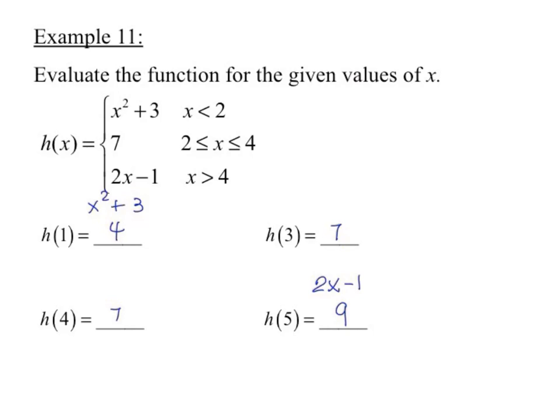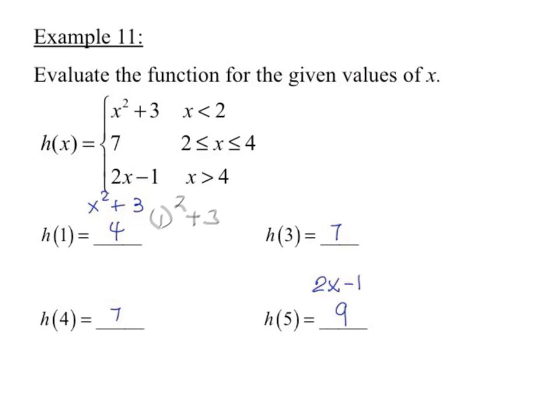So now we've got 3 equations, and we don't have a graph to help us. So let's figure it out. For h of 1, that's less than 2, so we're going to use x squared plus 3. So we have 1 squared plus 3, which is 4. For h of 3, well, 3 is between 2 and 4, so that value is going to just be 7. There's no equation there, it's just 7.